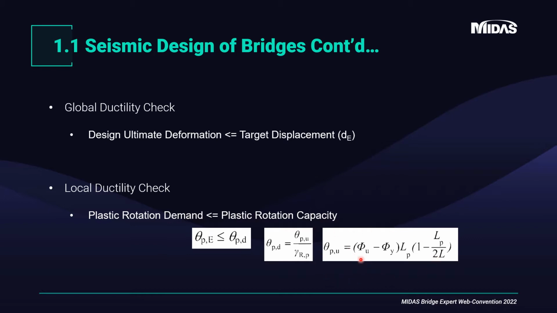So this is the formula for determining the plastic rotation capacity. You have the ultimate curvature, the yield curvature and the plastic hinge length. Then we can determine the plastic rotation capacity and compare it with the plastic rotation demand.